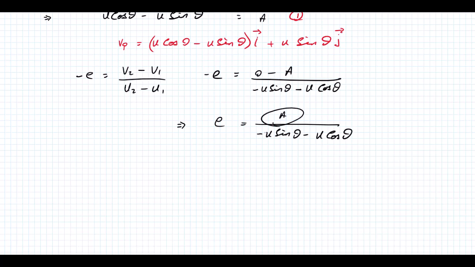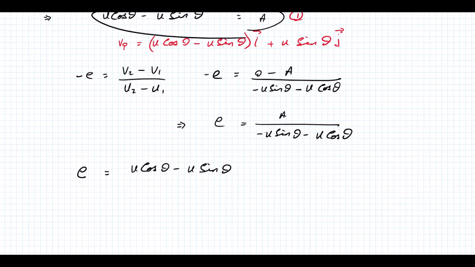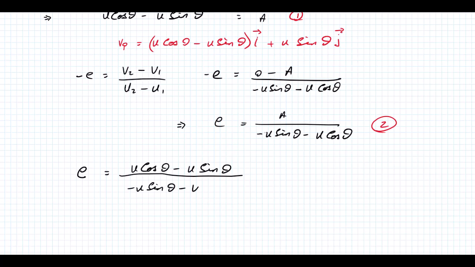Okay, so we have an a here, so what I'm going to do is substitute this in for a, to give me an expression for e. So e is going to be equal to u cos theta minus u sine theta, that's the first equation here, over minus u sine theta minus u cosine theta. This was our second equation here.